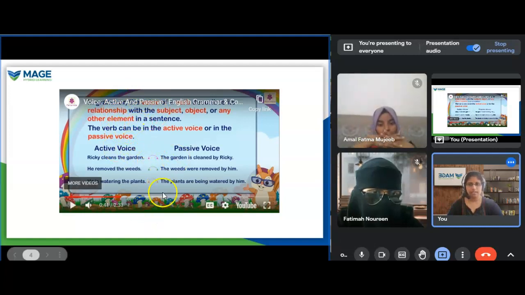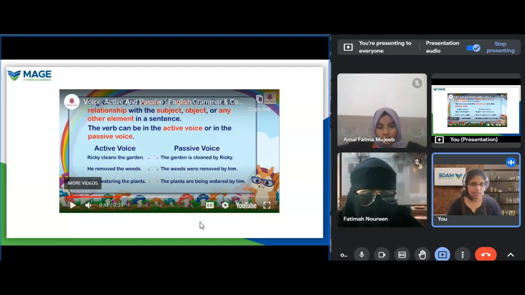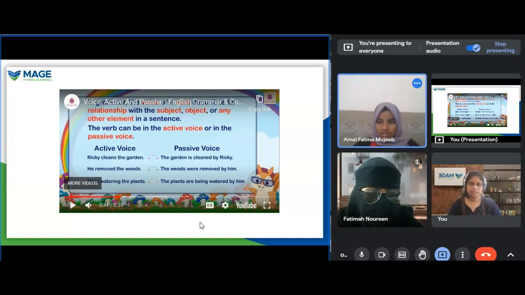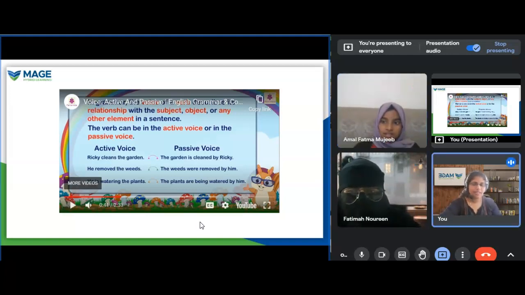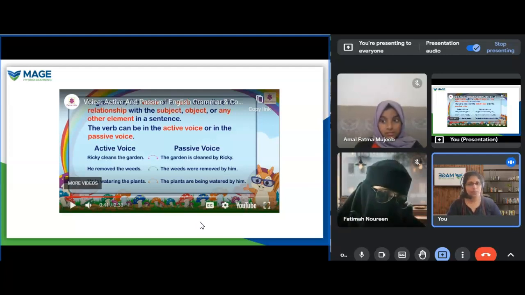So the examples only. Ricky cleans the garden. Which tense is used there? Simple present. Every day he does the same, right? So normally the passive form will be the garden is cleaned by Ricky. Then next is he removed the weeds. Which tense? Simple past. So we have to use were. The weeds were removed by him.